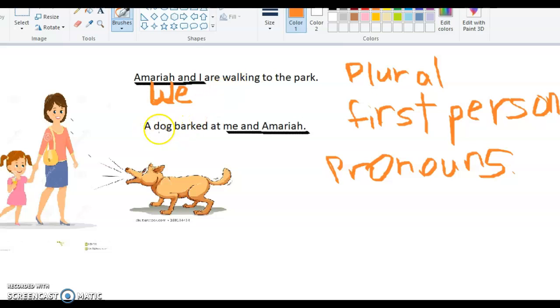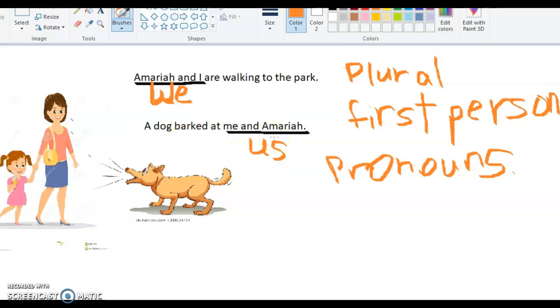And then I have "A dog barked at me and Amaraya." It's still including myself, but I'm also talking about the person with me, right? So, a dog barked at me and Amaraya. I will not say "a dog barked at we." That's not correct. I would then use the pronoun us. A dog barked at us.